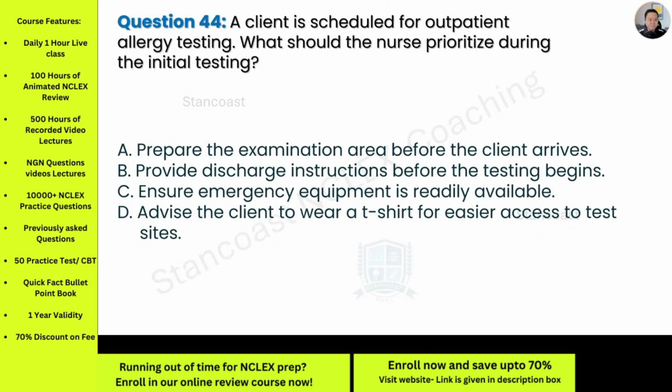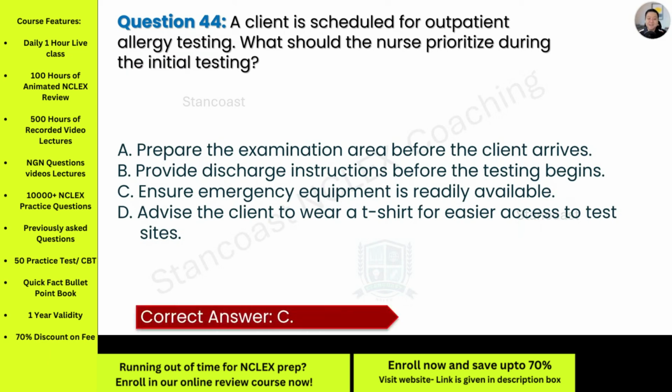44. A client is scheduled for outpatient allergy testing. What should the nurse prioritize during the initial testing? A. Prepare the examination area before the client arrives. B. Provide discharge instructions before testing begins. And C. Ensure emergency equipment is readily available. And D. Advise the client to wear a t-shirt for easier access to test sites.